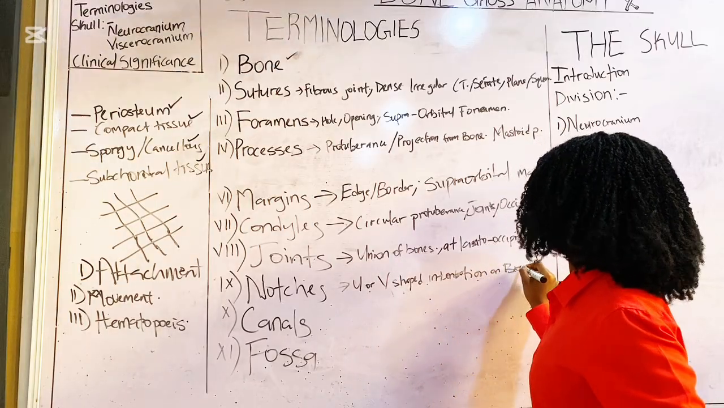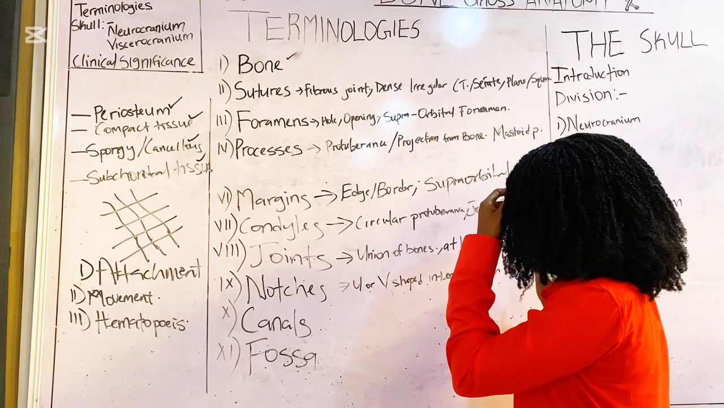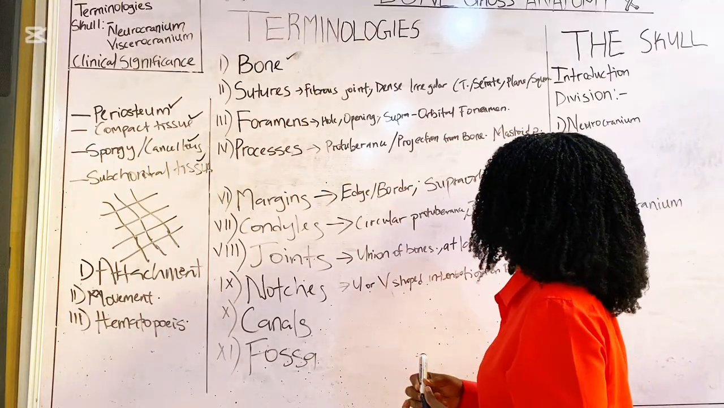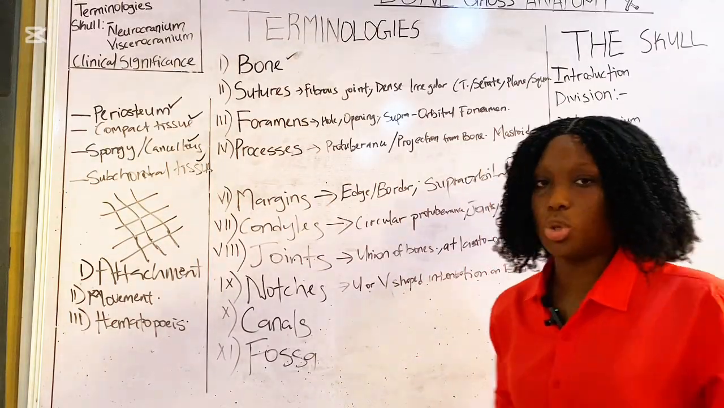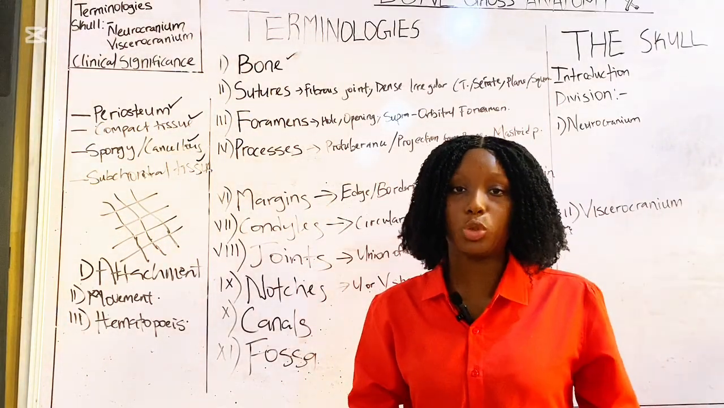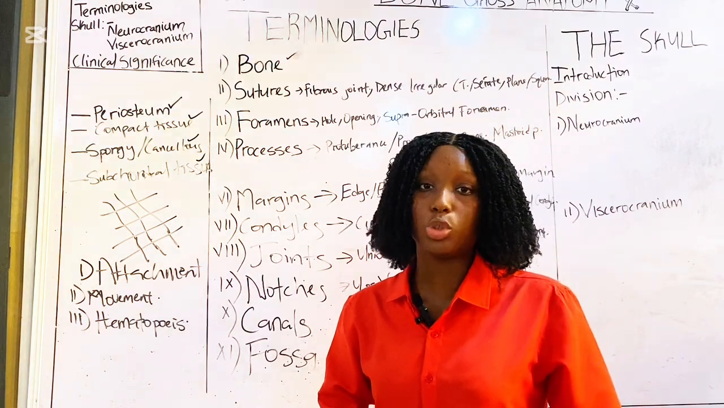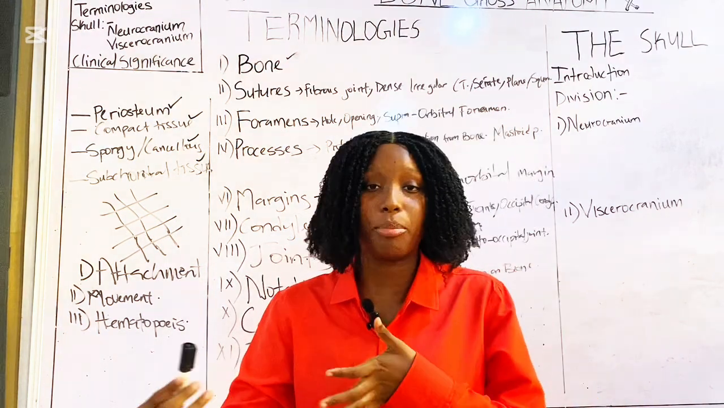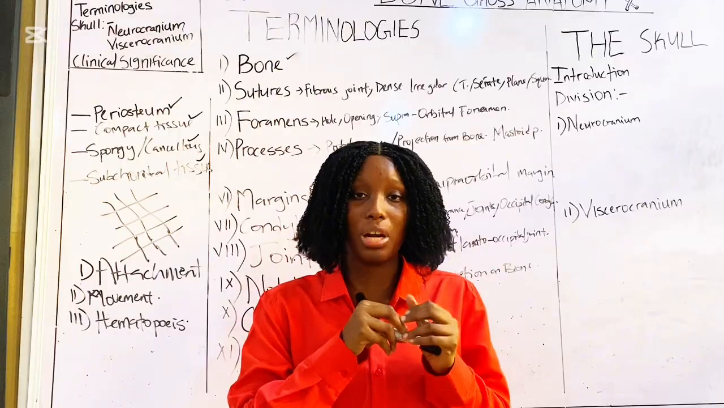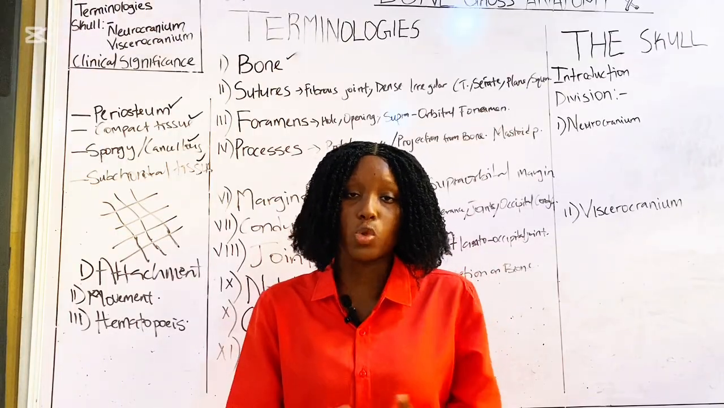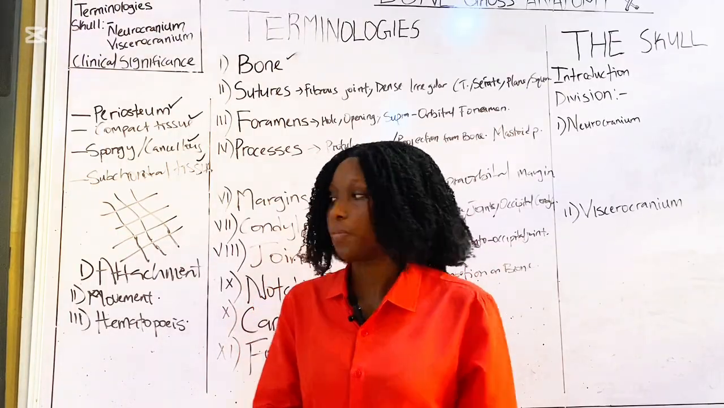Since I said foramens and notches can be used interchangeably, that means our example for notch would be supraorbital notch, also where the supraorbital vessels pass through. But since vessels or substances are passing through this particular foramen, we are tagging it as a foramen. So most of the times they are interchangeable.